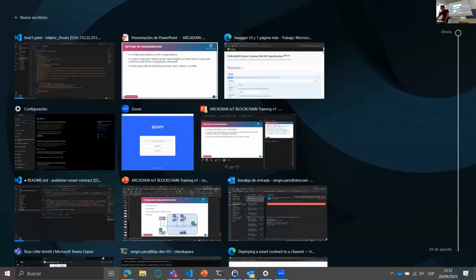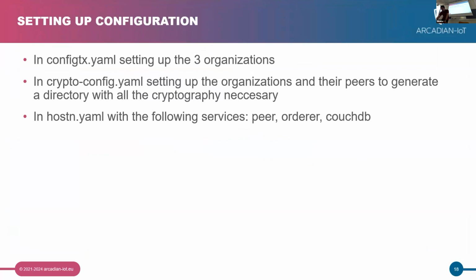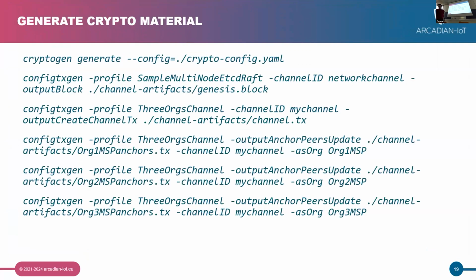Then we have seen the configuration files: the config for setting up the 3 organizations, the crypto-config for generating a directory for the cryptography, and the host YAML with the following services: peer, orderer, and CouchDB, and the one with the command line interface. To generate the crypto-config material, you have to execute the following commands.